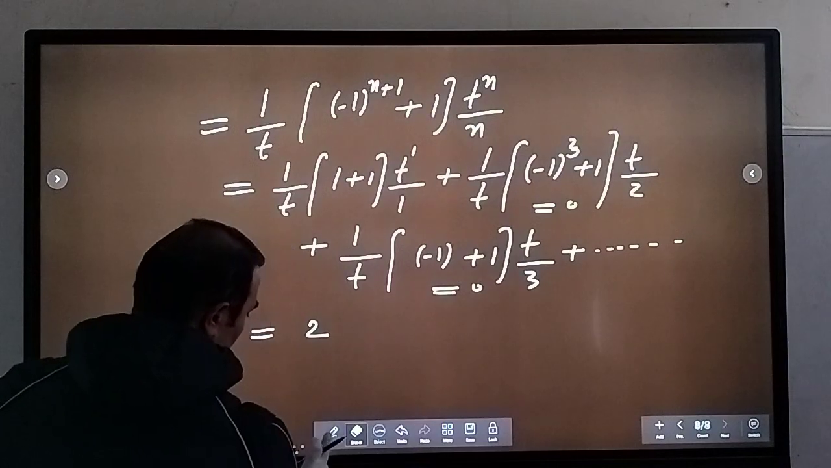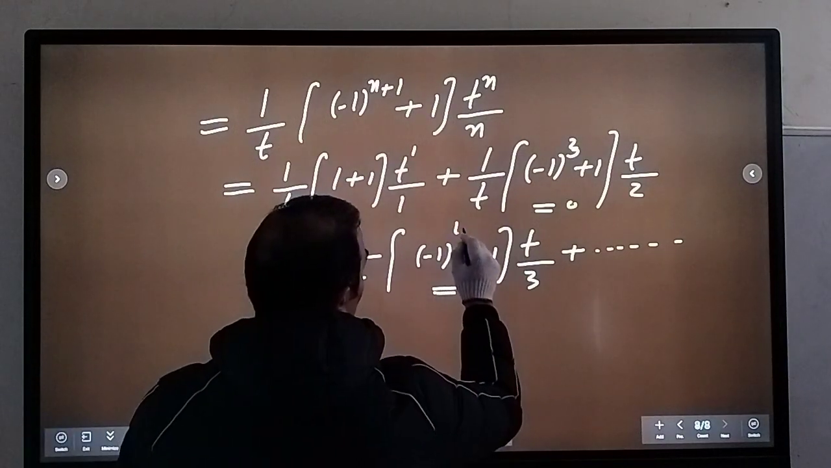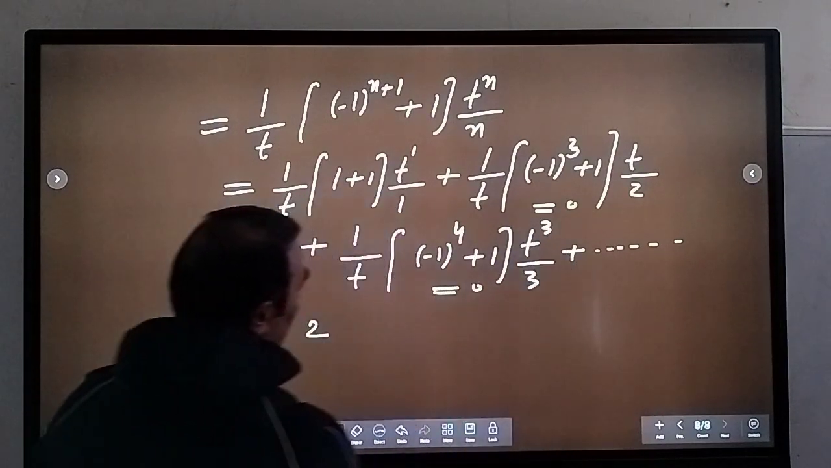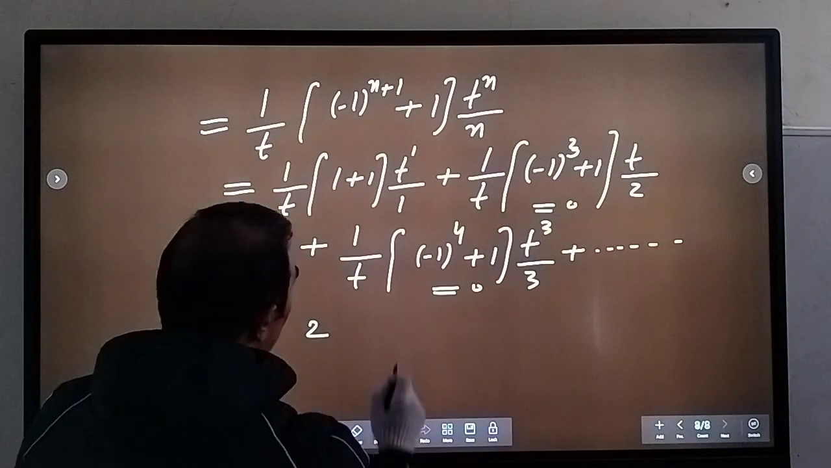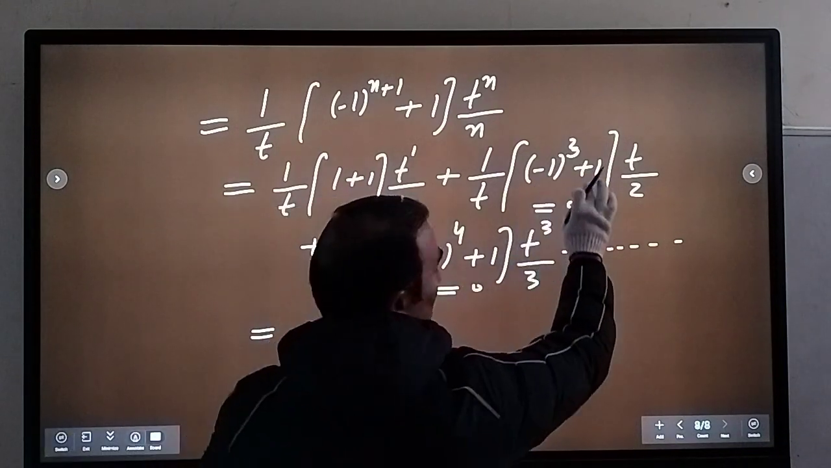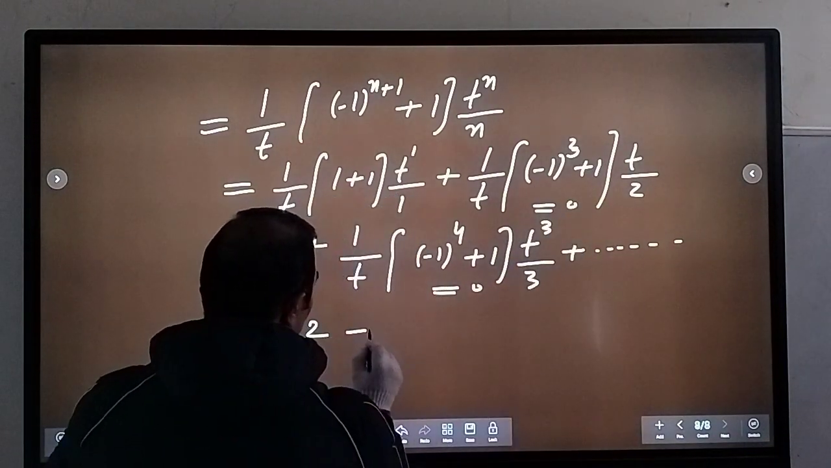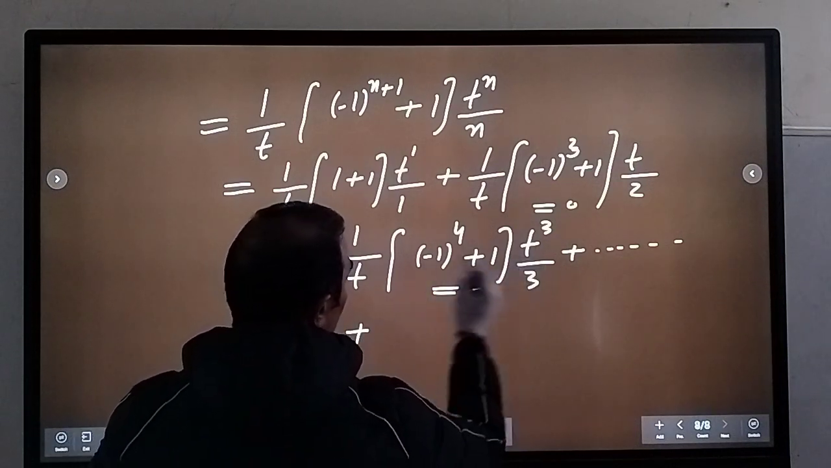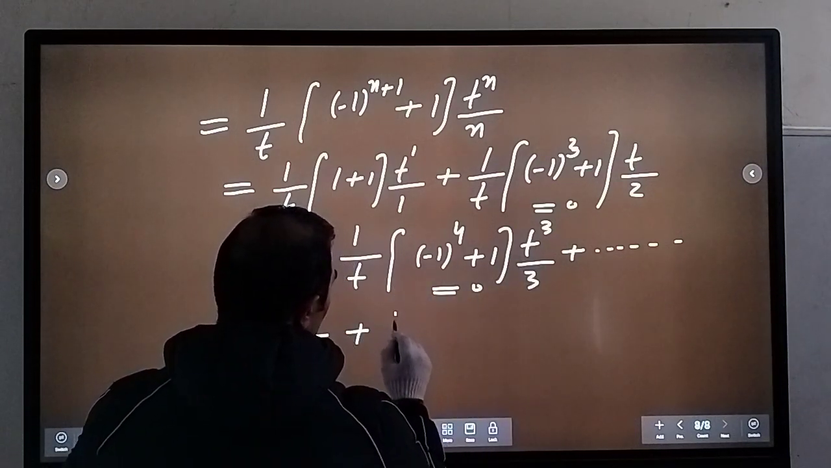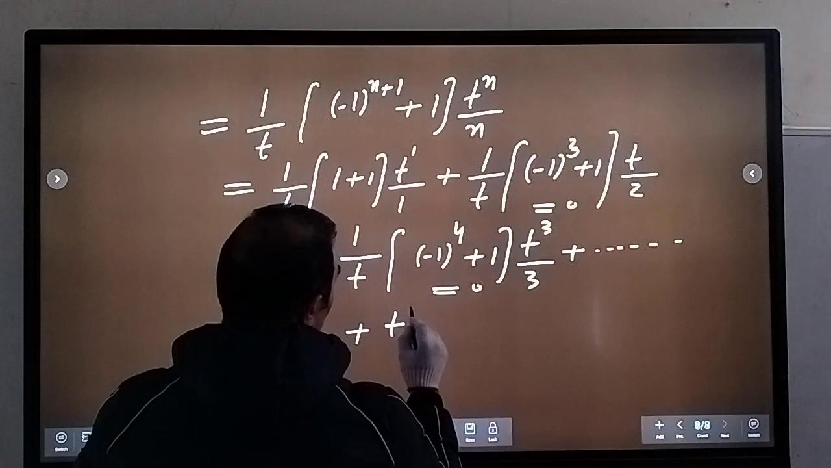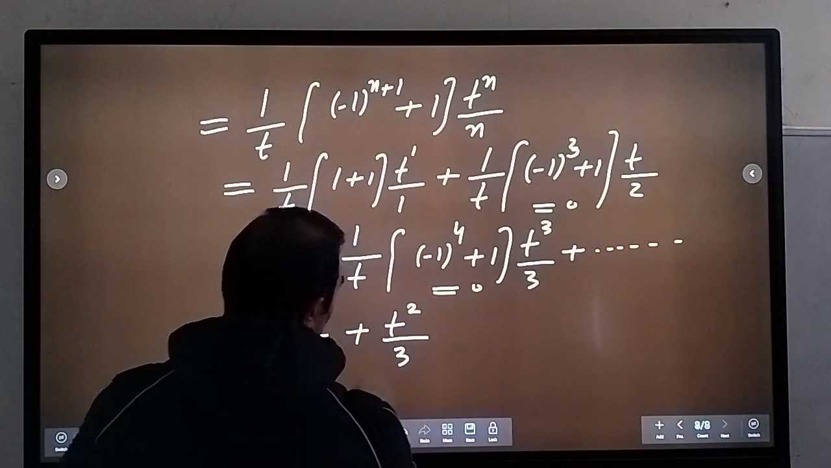So we can write this way. Minus 1 is for 4, this is t cube divided by 3. Right. So this will be 2 plus, because in this term minus 1 plus 1 becomes 0, and plus this will be 1, t and t cancel, so it will be t square by 3.